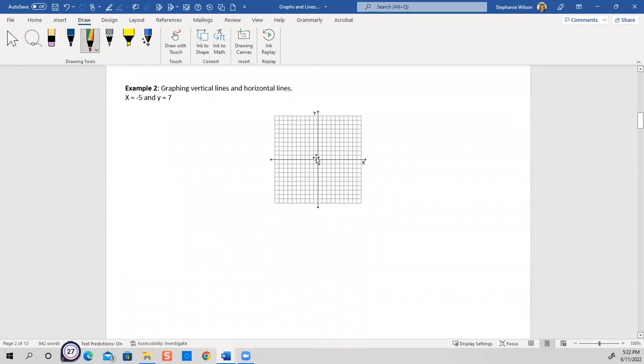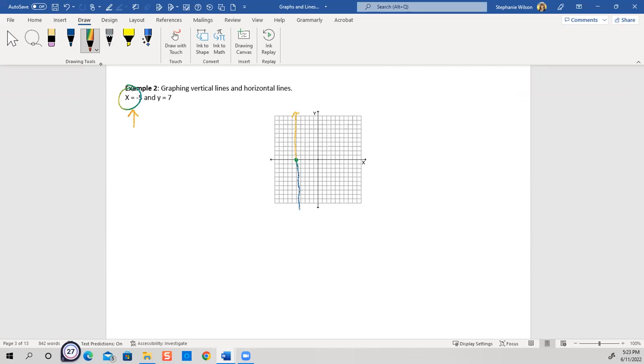So now let's talk about vertical and horizontal lines. Well, if you notice that we are given this equation of x equals negative 5, it says nothing about y. So this tells me y is constantly changing, but x is not. So I'm going to come over here and start at 0, 0 and go to the left. 1, 2, 3, 4, 5, and plot my x there. And I notice that my x is not changing. My y is, but my x is not.